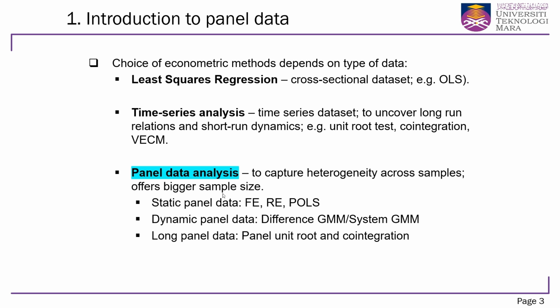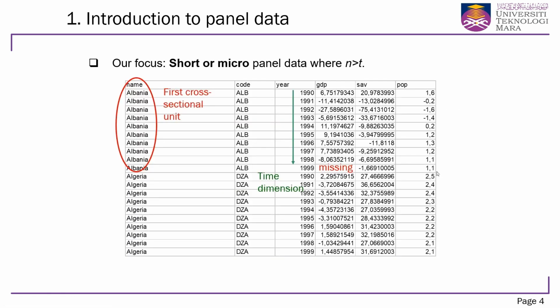If we have, let's say, long panel data where the time periods t is greater than the number of cross-sectional units n, therefore, we need to use panel analysis techniques that can capture the unit root, co-integration, and long-run relationship. In this course, we are going to cover short or micro panel data because this is an introduction course. So our panel data will often have n greater than t, or number of entities like countries, firms, individuals greater than the number of time periods.